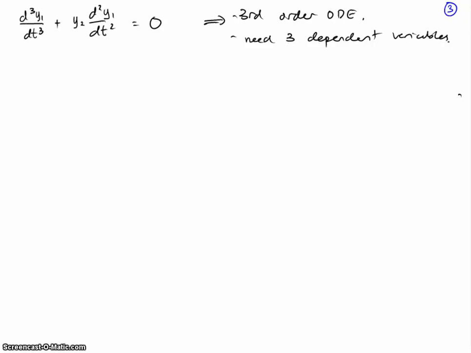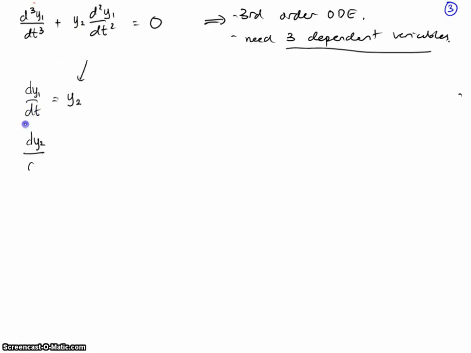Let's demonstrate that by looking at this ODE here. The highest order derivative is 3, which tells us that this ODE is third order. How do we reduce it into a system of first order ODEs? We need to introduce new variables, and because we have third order, we would need 3 dependent variables. The first one, we can set dy1/dt to be equal to y2. And the second one, if we look at this equation here, dy2/dt is essentially d^2 y1/dt^2.